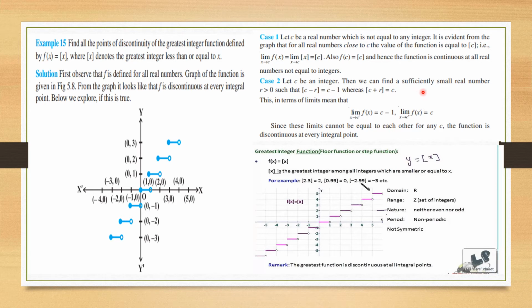So for the right function it is turning out to be c, and for the left function it is turning out to be c minus 1, and both are not equal. The right and left limits are not equal, so that means this function is discontinuous at every integral point. As this c is an integral point, at every integral point your function is discontinuous. Just write this; there is no need for this kind of explanation, that is just evident. So we find that this function is discontinuous.